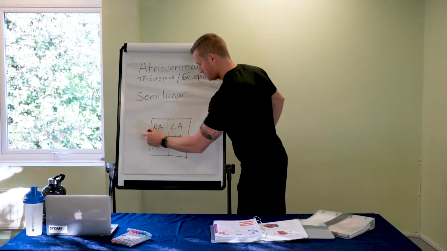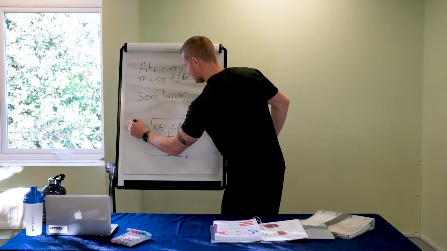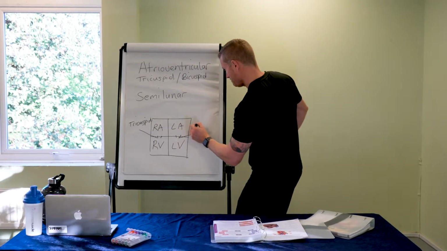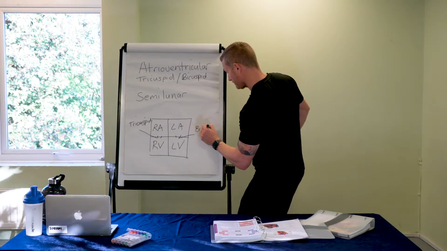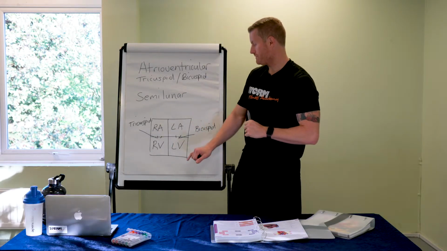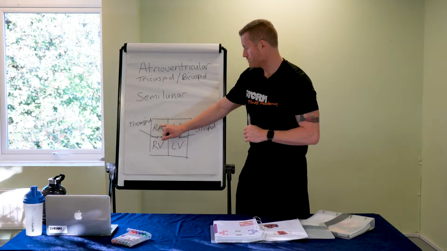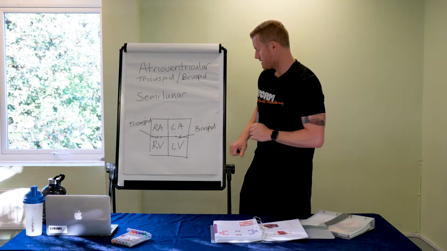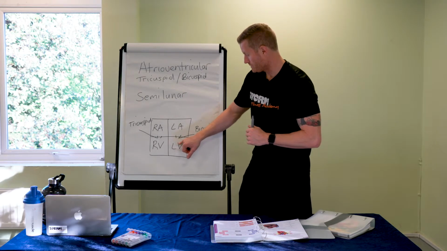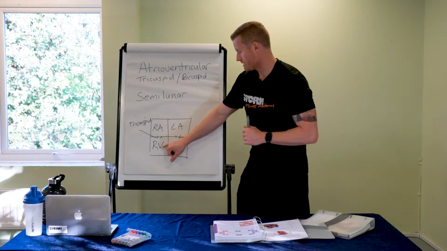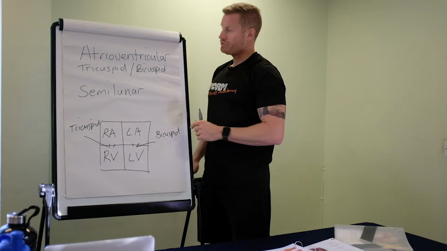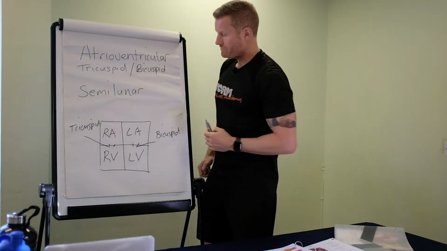This is your tricuspid. And then this one here would be the bicuspid. So the tricuspid valve prevents the backflow of blood from ventricle to atrium, and the bicuspid valve prevents the backflow of blood from, well, this is from the left ventricle to the left atrium, and obviously tricuspid is from the right ventricle to the right atrium. So that's the atrioventricular valves, but what are the semilunar valves?